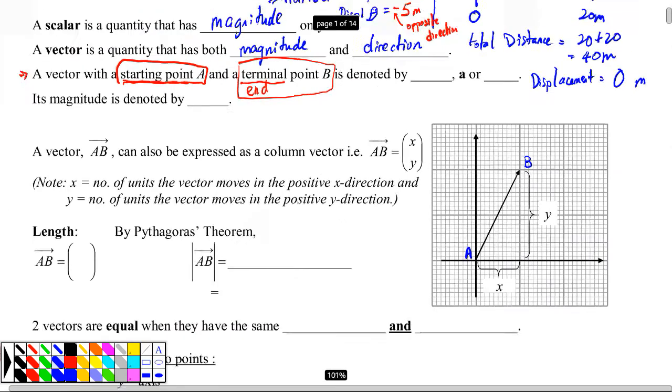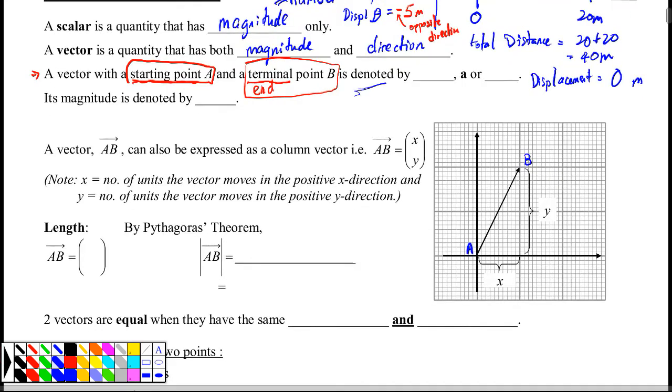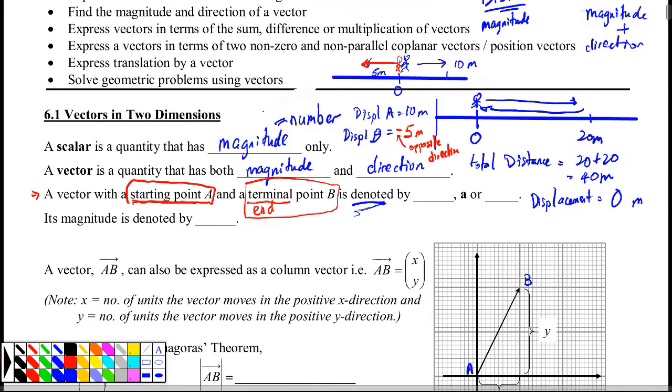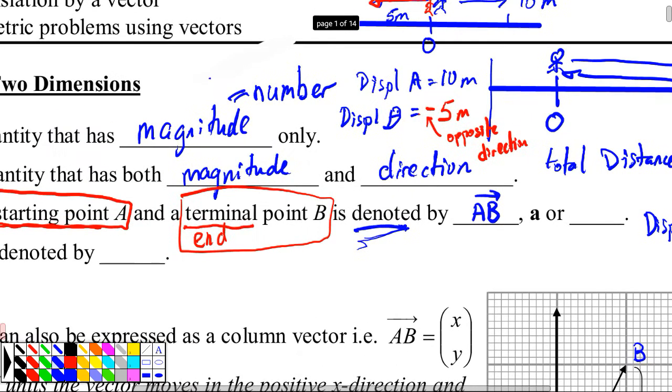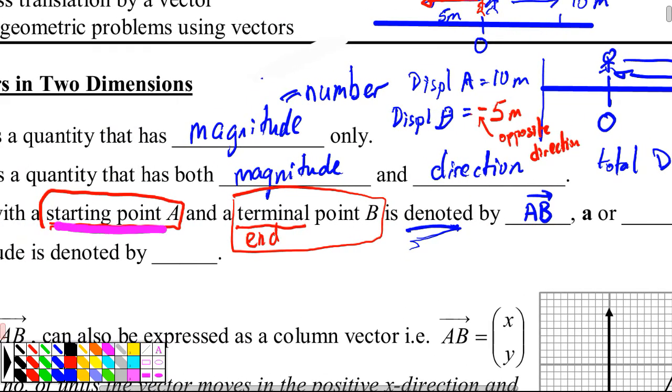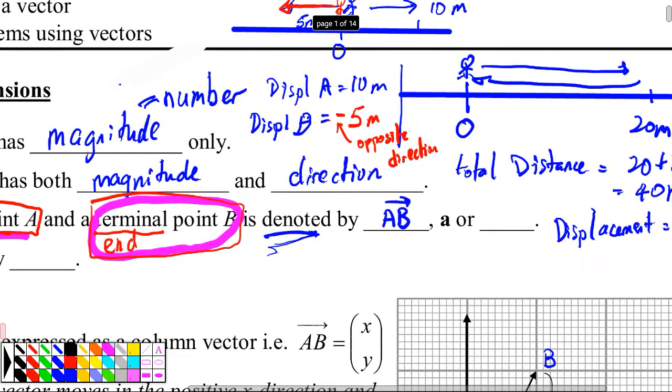It can be denoted, meaning I can represent it in a few different ways. It can be represented in 3 different ways. So let me start with the first one, which is AB with an arrow. So now whenever you see this, it means what? It is a vector. And what does the vector tell you? The vector tells you that I start from A and then I end at B. So can you see? I start from A, I end at B.